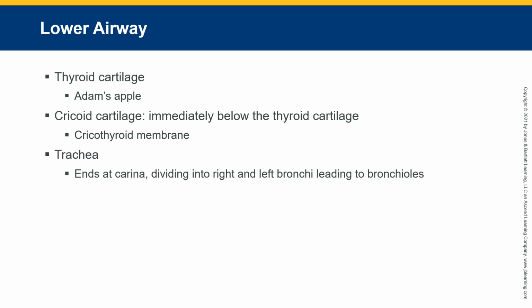Your thyroid cartilage, Adam's apple. Every male has one. Some you can see more than others. Cricoid cartilage, immediately below the thyroid cartilage in your trachea. It ends at your carina, dividing into the right and left bronchi, leading to the bronchioles. So the carina is at the end of the trachea, right where it splits. Your trachea is one tube that splits into two. When it splits into two, that's your lungs. It splits into a lot more.